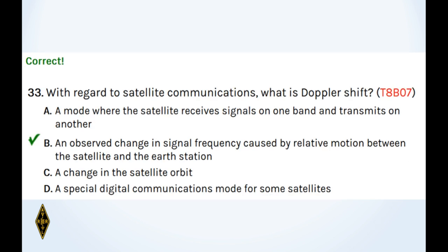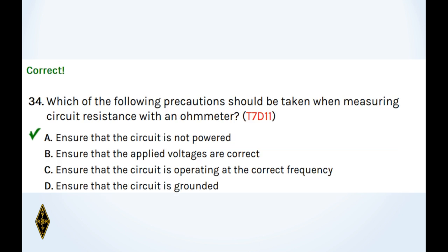And with regard to satellite communications, what is Doppler shift? That's the observed change in signal frequency caused by relative motion between the satellite and the Earth station. And we heard that here, and you can also hear as the trains go by, you can hear their pitch change. As they come toward you, it's higher. As they go away from you, it's lower. It's the same thing as Doppler shift.